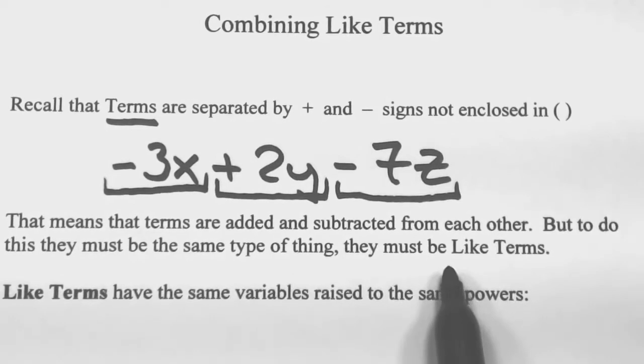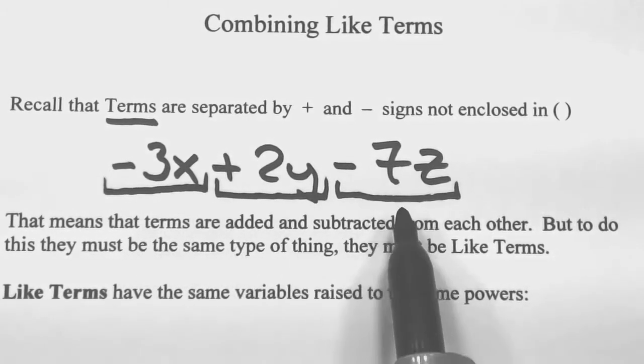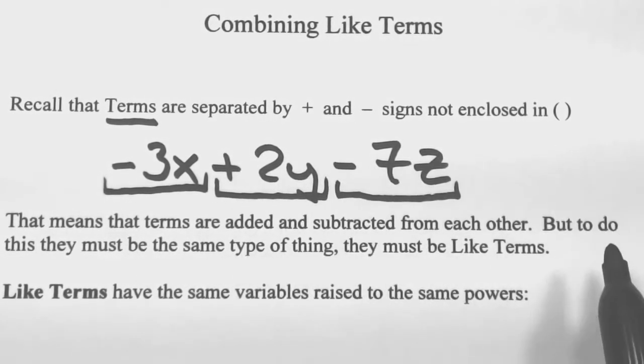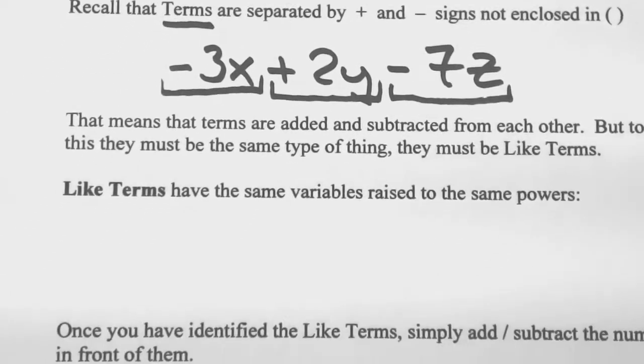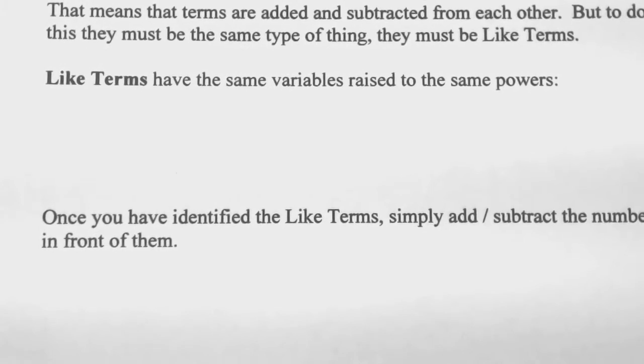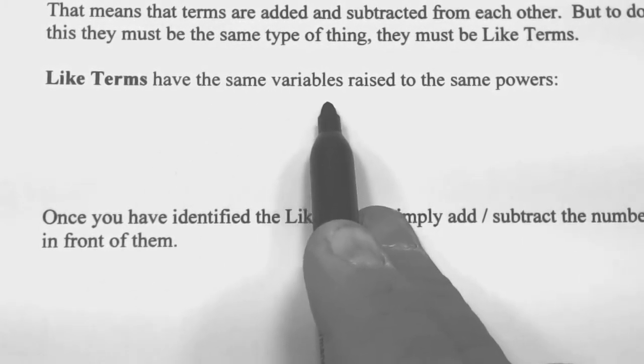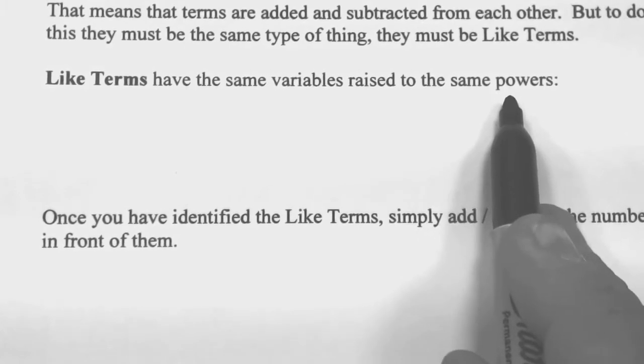But to be able to combine any of these, to add and subtract them directly to each other, they have to be the same type of thing. In other words, apples to apples, oranges to oranges, for instance. Well, that brings us to officially what we mean by like terms. Like terms have the same variable in the term raised to the same power.